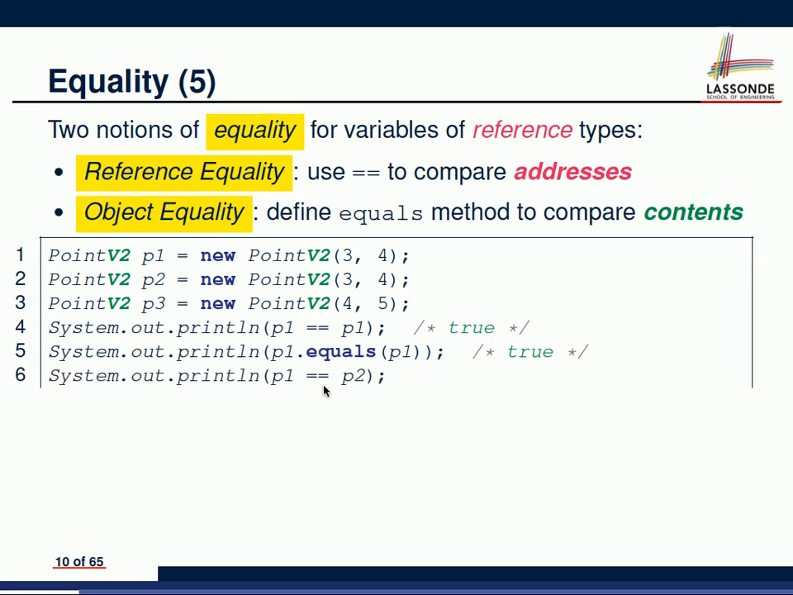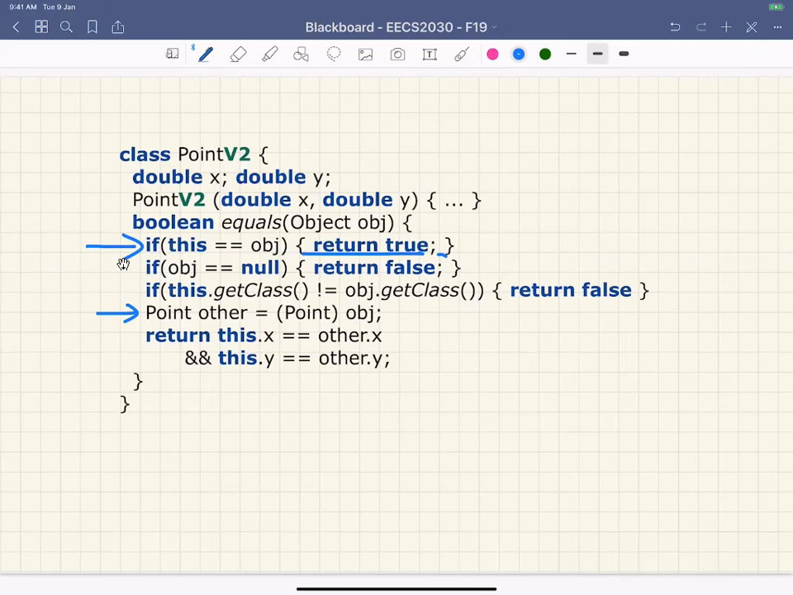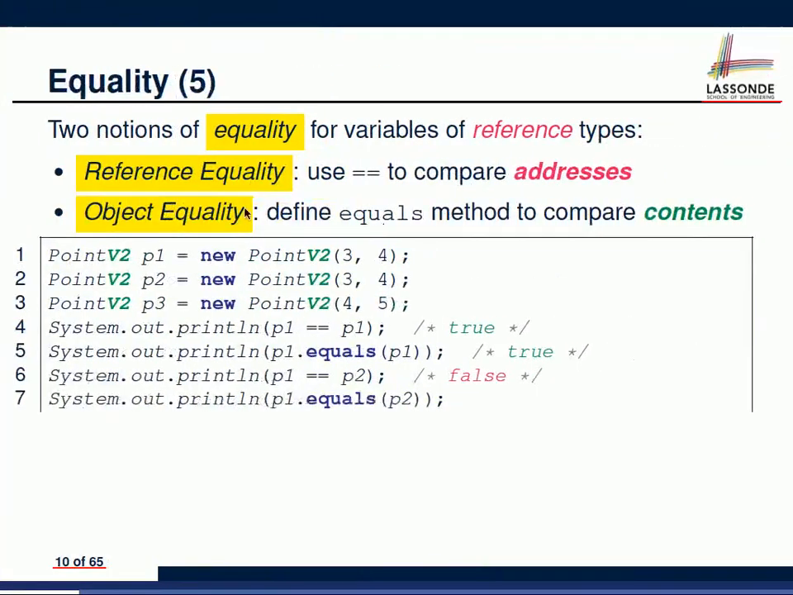P1 equals P2 should be false. Thank you. Now P1 dot equals P2. Okay, now P1 dot equals P2, first of all, P2 is not null, and also P2 has the same type as P1. So that means we'll go all the way to over here. In that case, it's going to compare P1 dot x, P2 dot x, P1 dot y, P2 dot y, right? It's going to give you, well, true, right? Very good, okay?